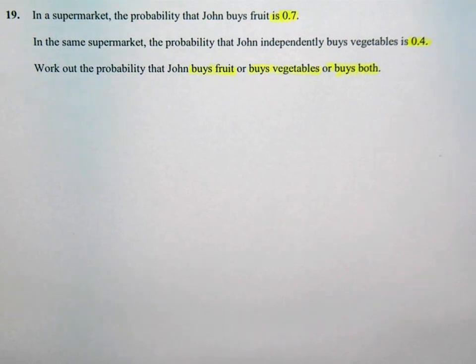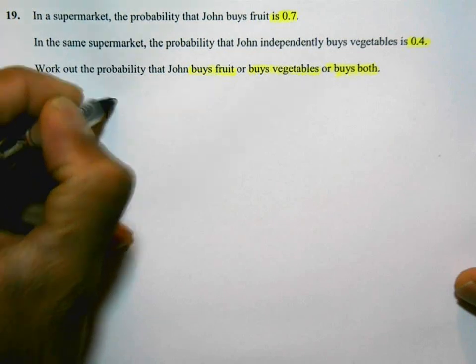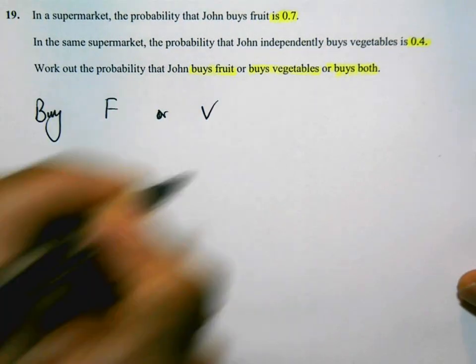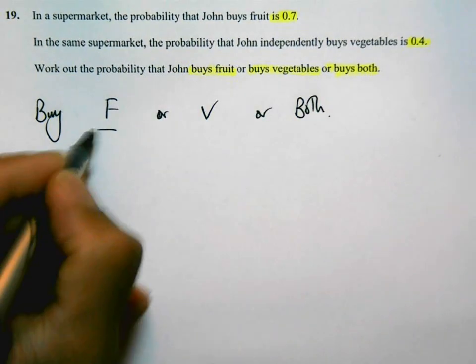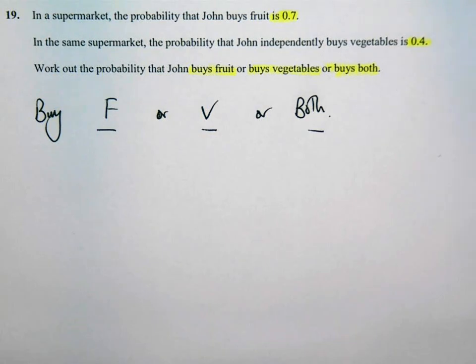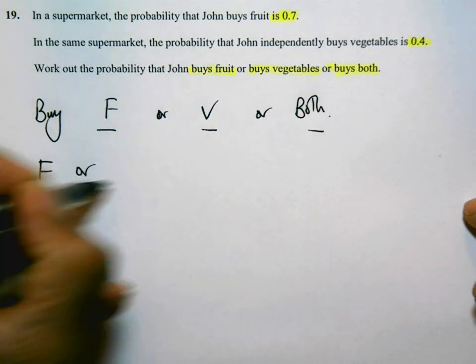Now, as you think about this question, there are several ways of doing it, but one of the best ways is to think about what the question is asking you to do and how you can actually use that. So the question wants you to work out the probability that he buys fruit or vegetables or both. If you think about these three things, he could either buy the fruit, or buy vegetables, or buy both.